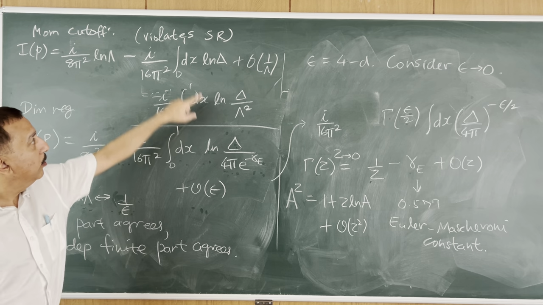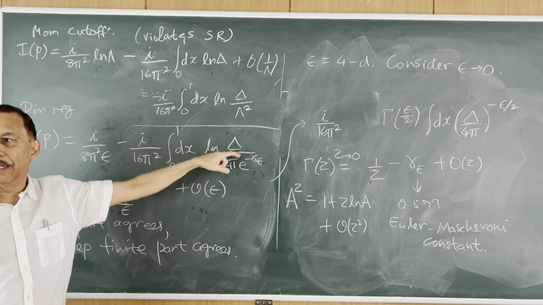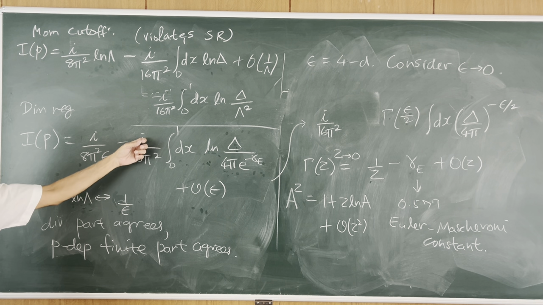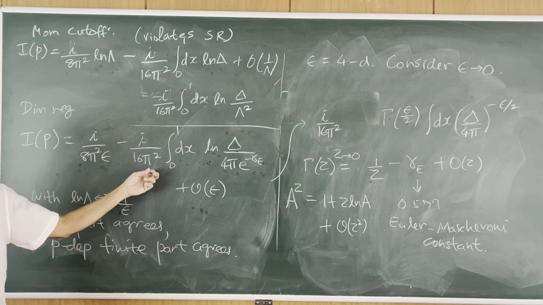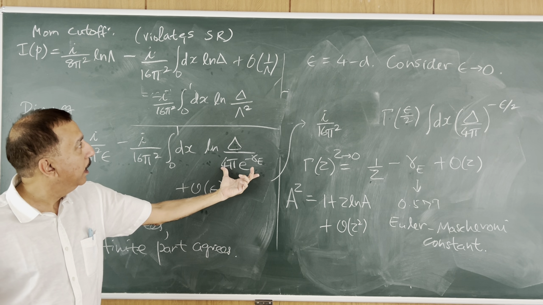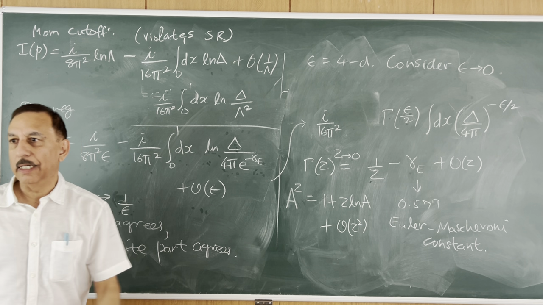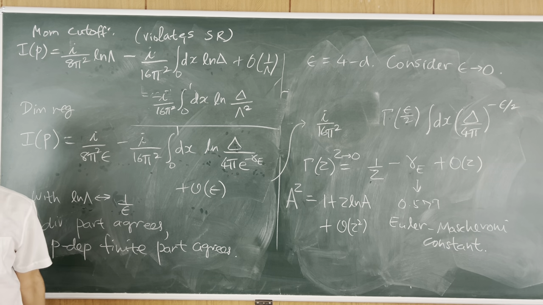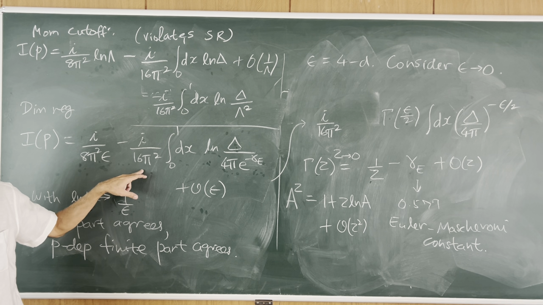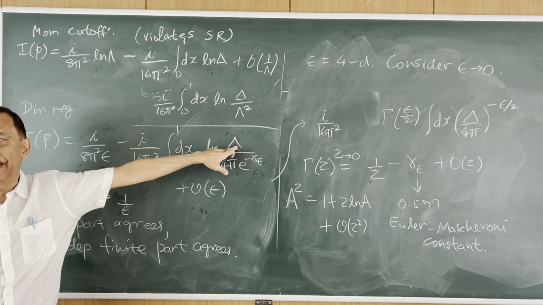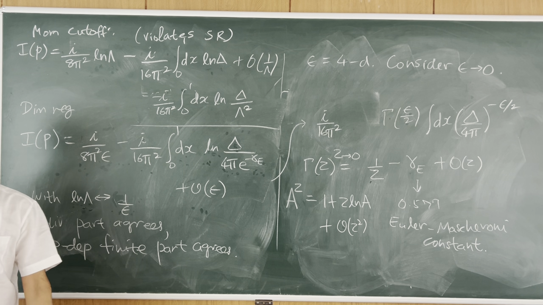Likewise, I claim this term, which depends on log delta, is physically meaningful, including this coefficient, but not including this 4 pi or e to the minus gamma or anything else, all the momentum independent. Those are not physical. Okay? But minus i by 16 pi squared integral dx log delta is a physical answer, and that I have to convince you of. That physical meaning, measurable even, in principle.